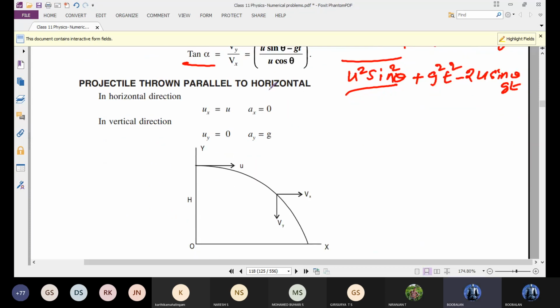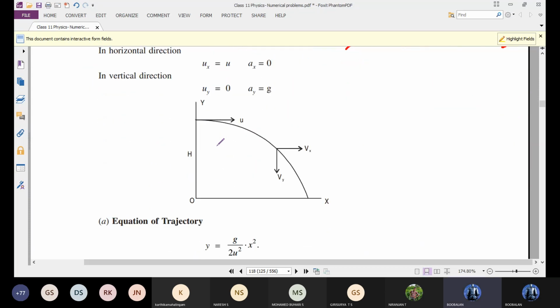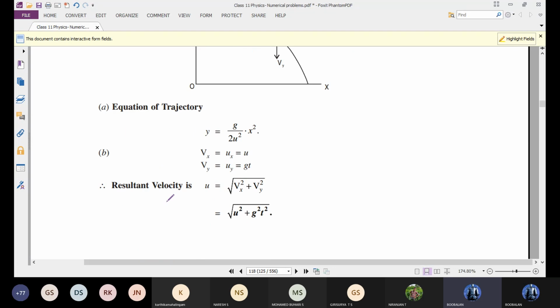So projectile thrown parallel to the horizontal we also completed. The equation of trajectory, the resultant velocity formula: Vx square plus Vy square, Vx is u, Vy is gt. So you will get v equal to root of u square plus g square t square. Take notes.